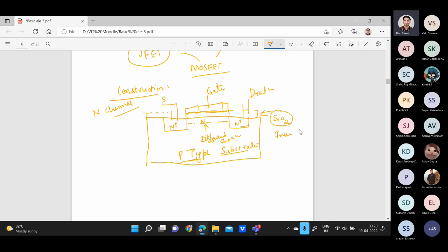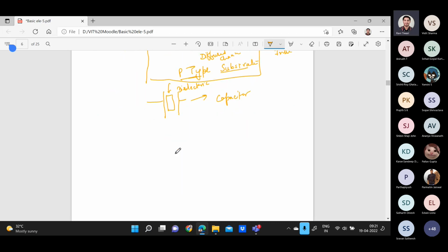Why are we making it like this? Because here you have an N channel, right? Here you have a silicon dioxide. Here you have an ohmic contact. This is ohmic. So it will behave just like a parallel plate capacitor. In the parallel plate capacitor, we have two plates with a dielectric in between, which will behave as a capacitor. Okay, so because of this, we are using it like this.